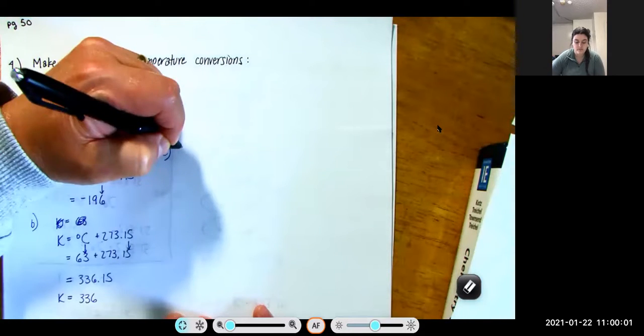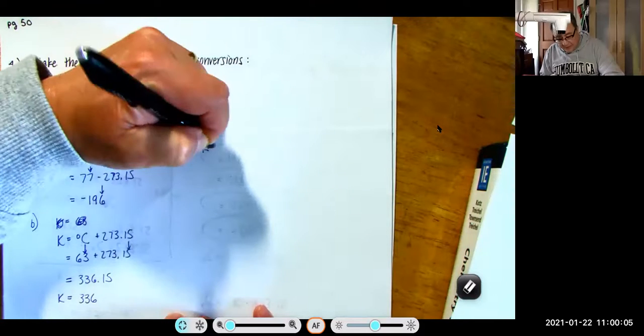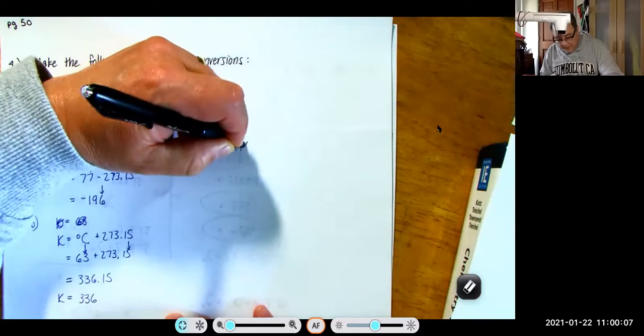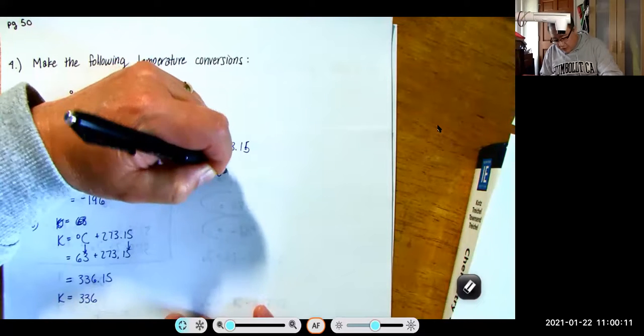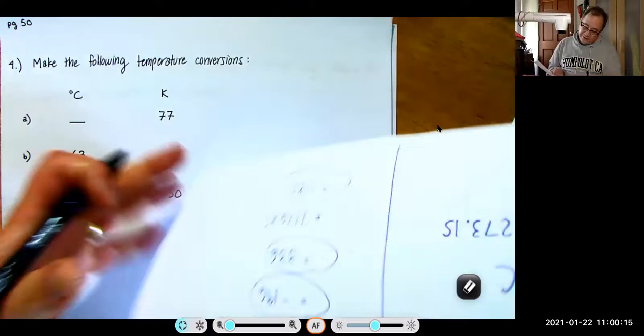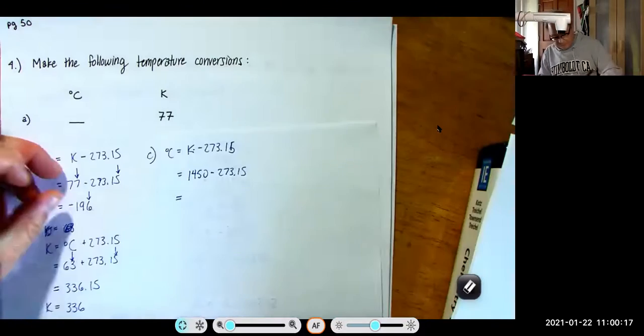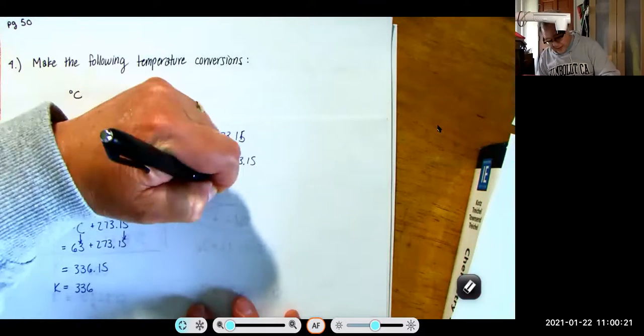C would be degrees Celsius is equal to Kelvin minus 273.15, which is 1450 minus 273.15, which according to my notes is 1176.85.